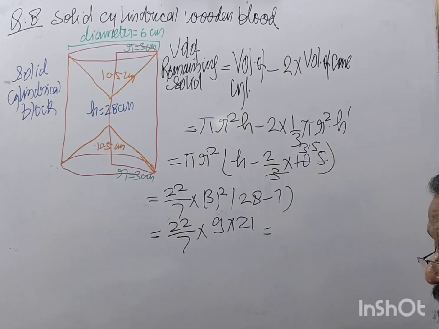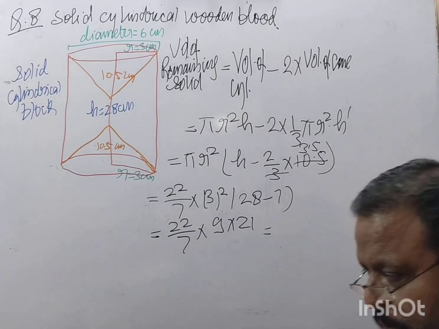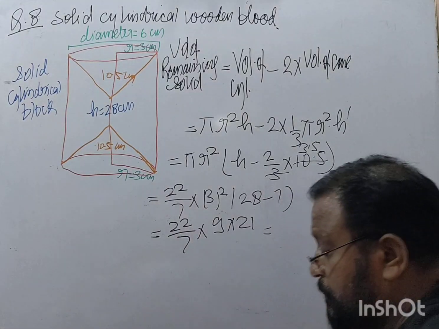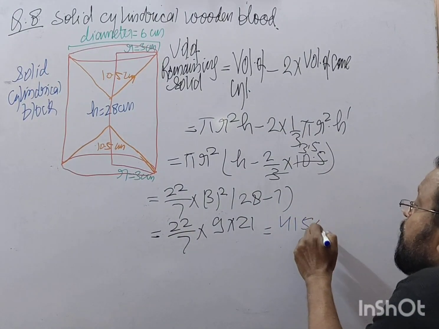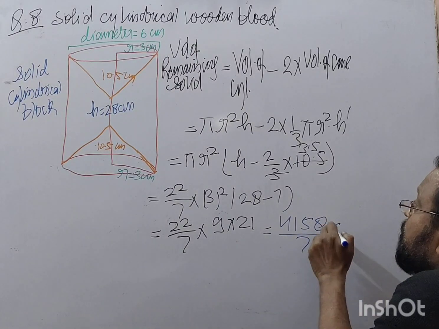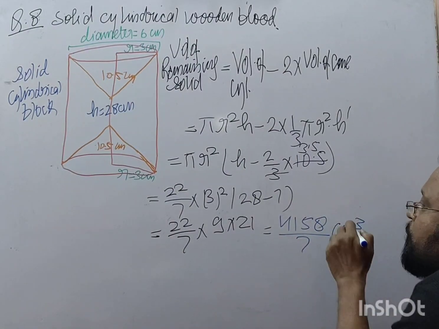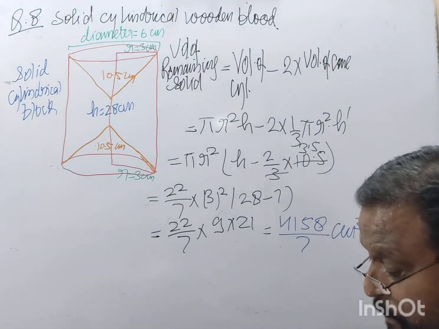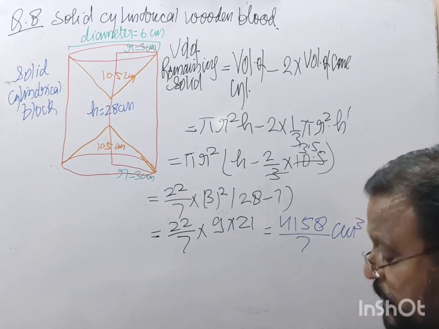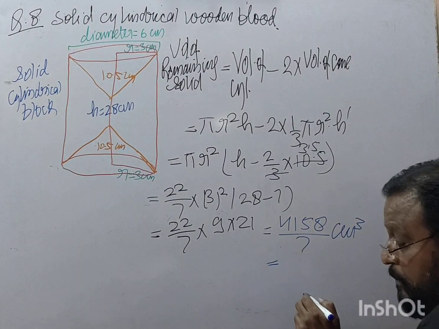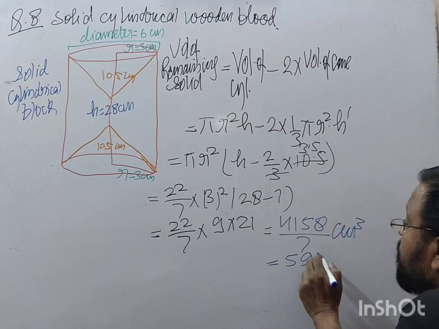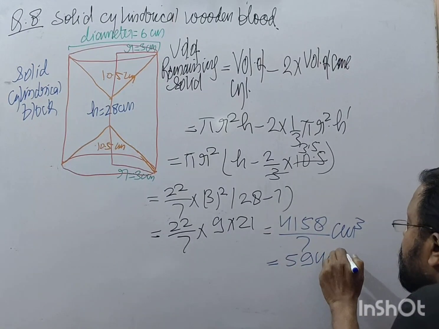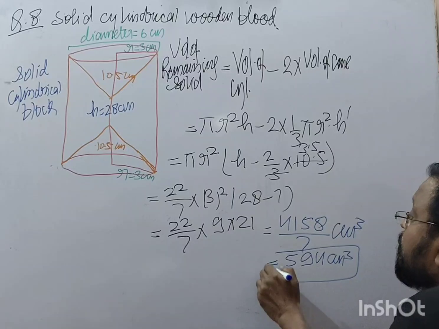22 into 9 into 21. It is how much? 4158 divided by 7 centimeter cube, divided by 7. How much are you getting? 594 centimeter cube. You get this.